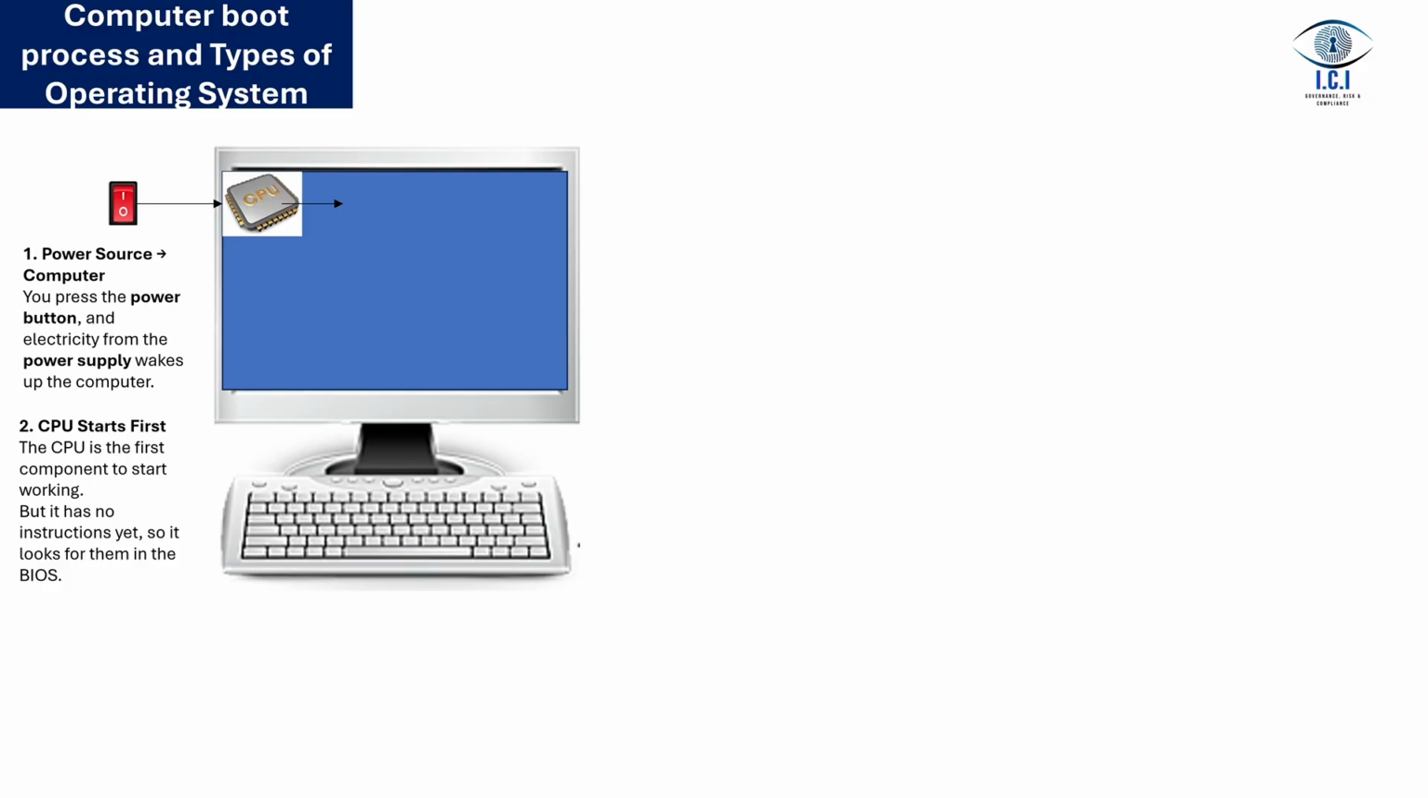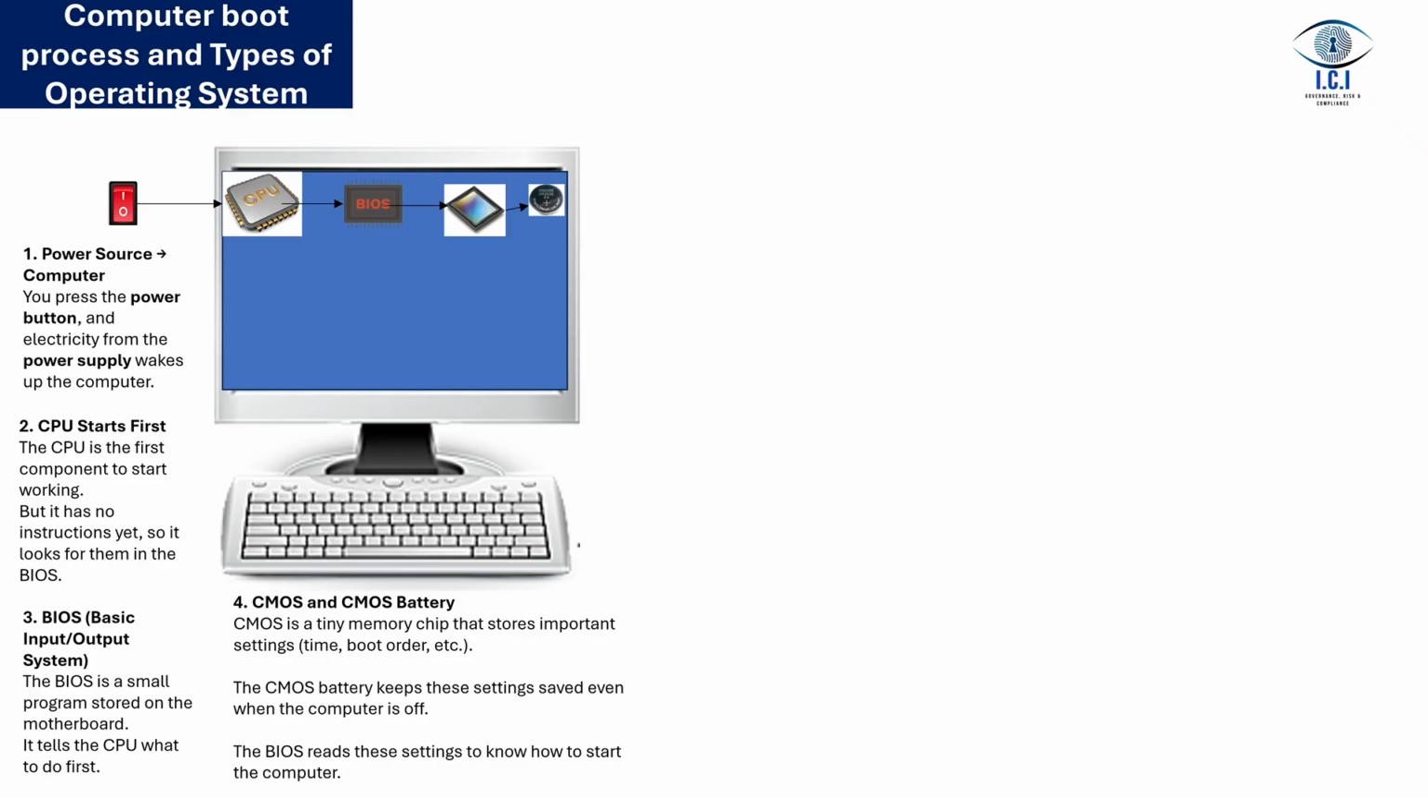So what does the CPU do? The CPU now looks for those instructions from your BIOS. So when we talk about BIOS, what is BIOS? BIOS is basic input output system, and BIOS is a small program stored on the motherboard of your computer. So this BIOS tells the CPU what to do first.